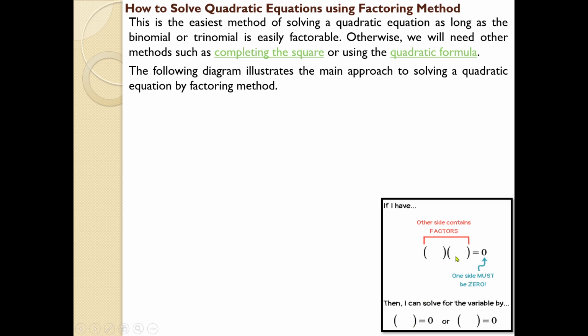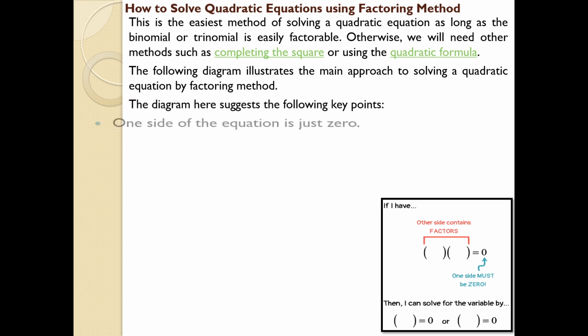If here you have got x minus 3, then it will be shown as x minus 3 equal to 0. So this is how you have to present the solution for a quadratic equation if you are using the factoring method. This is the basic concept for that. We will discuss practical cases, not only one, different practical cases, then you will get the clear picture. So the diagram here suggests the following key points.